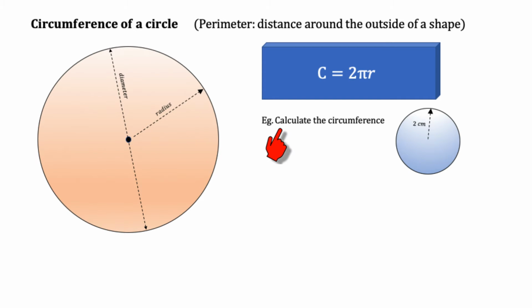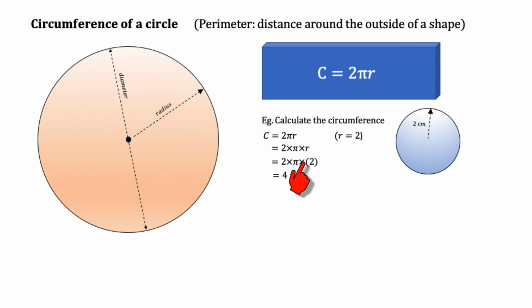Here's an example. Calculate the circumference for this circle. Well, I can see that the radius is 2 centimeters. So I'm just going to substitute that into my equation. So 2 times pi times r. I replace the r with the radius value. In this case, the radius is 2. That's the distance here. Substitute that into my formula, and I can put that into my calculator. Or I can actually leave it like this if I wanted to.